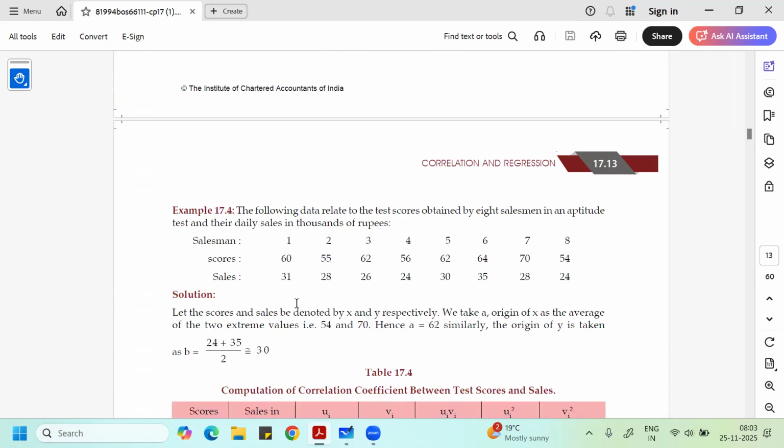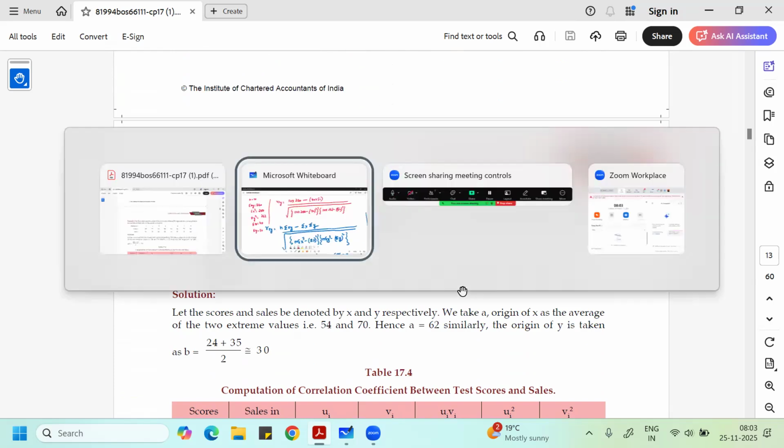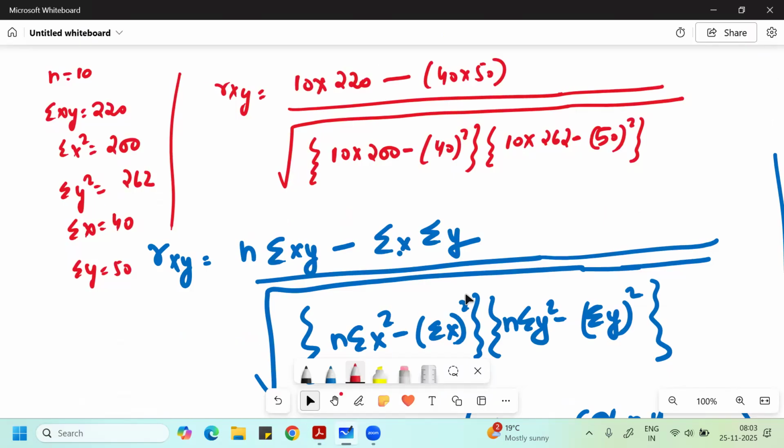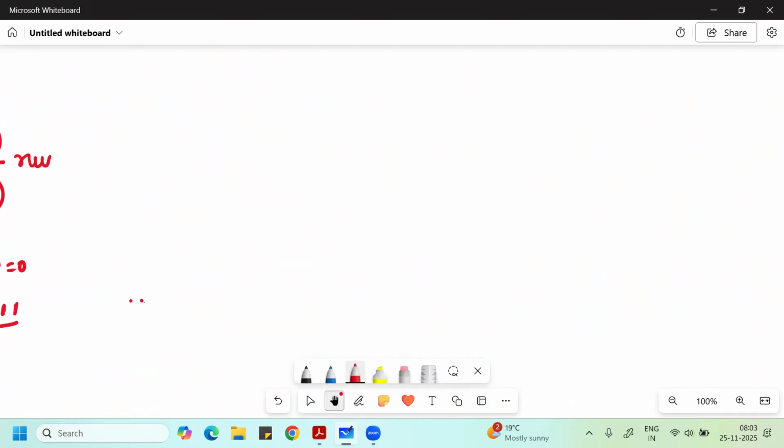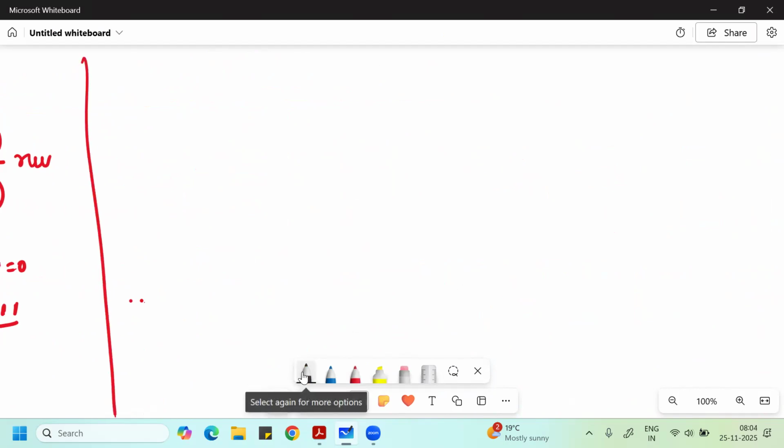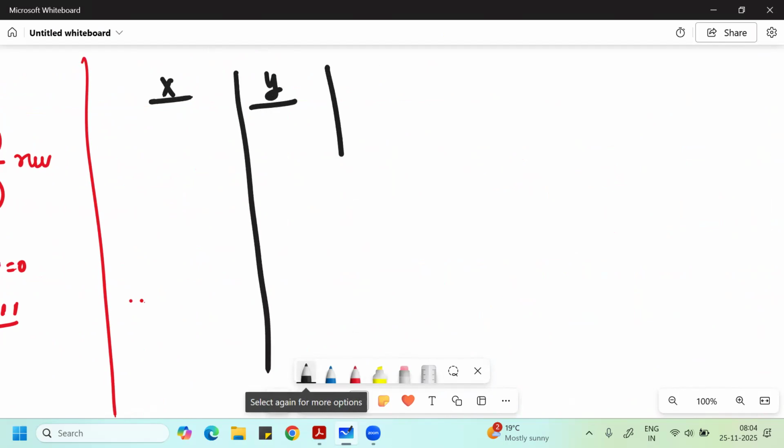Fine. Then imagine you get a question like this, and here I'm asking you to find the correlation coefficient between the two variables, which are given and their values are also given. So you can use the formula, right? Here your x values and y values are given.